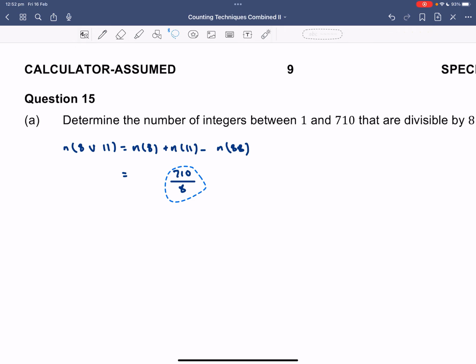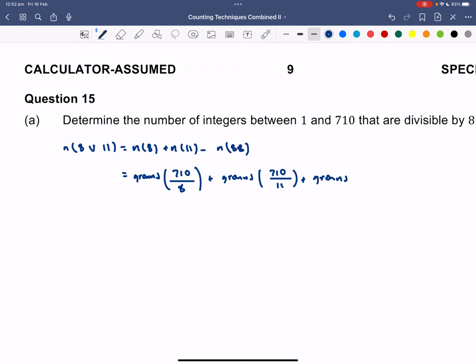Now if you want to write it very, very correctly, guys, some teachers don't really need you to write it, but the technical terminology of this is floor. Floor means you round down. So it's whatever the floored value of that is, plus the floor value of 710 divided by 11. It's not even in the marking key. Unless your teacher makes you write the word floor, you don't have to write it. But floor just means the rounded down version.